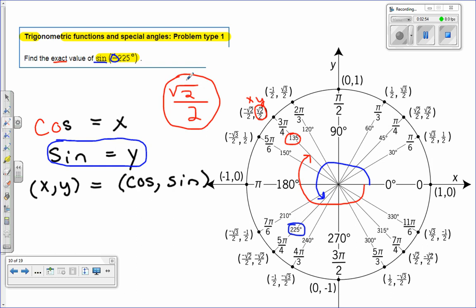Now, had they wanted cosine, you would use the other value. So it's a piece of cake. Just watch your negatives, make sure you're going the right direction. Remember that cosine is the x value, sine is the y value, and just refer back to your unit circle and you're done.